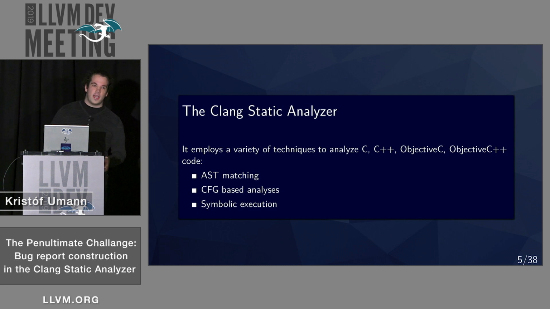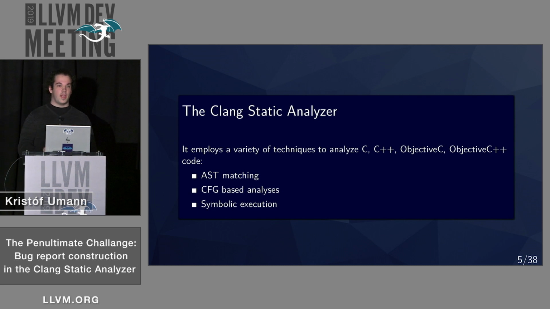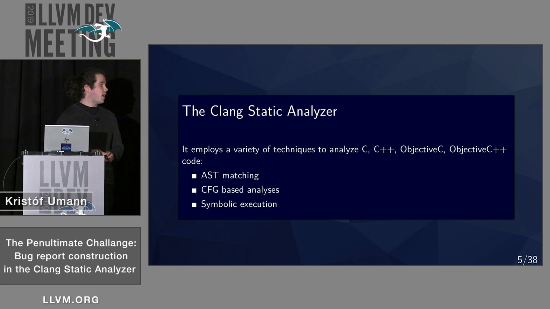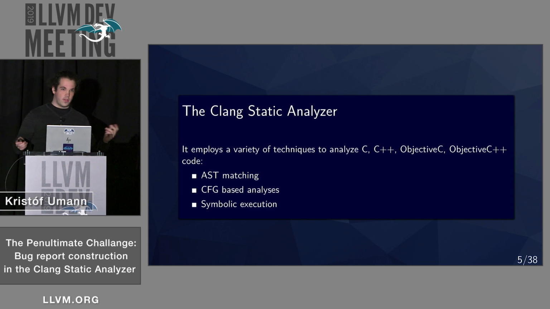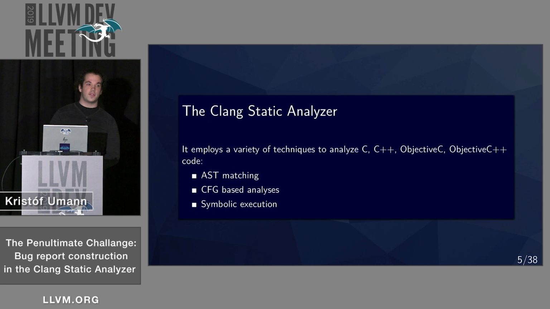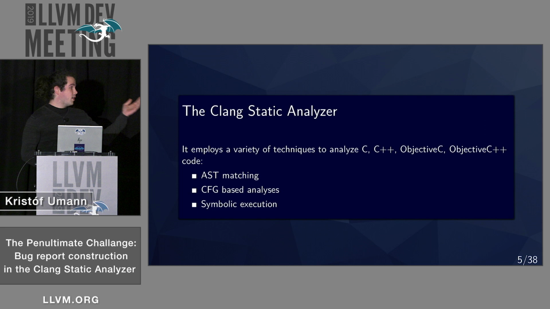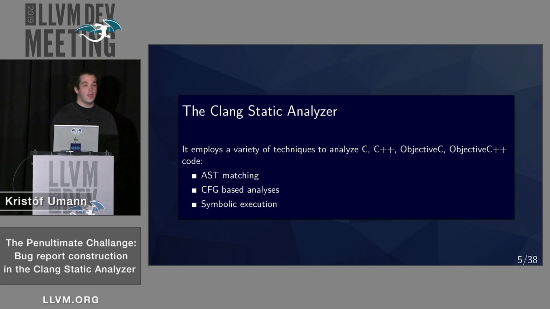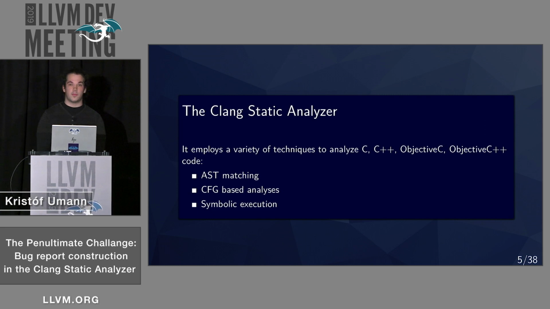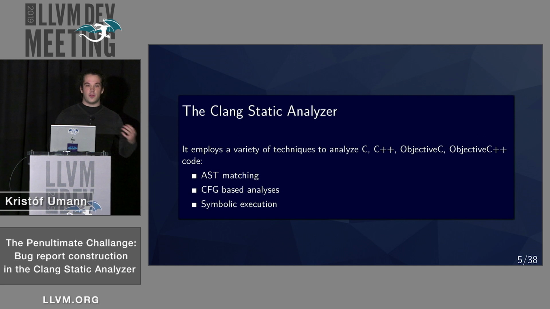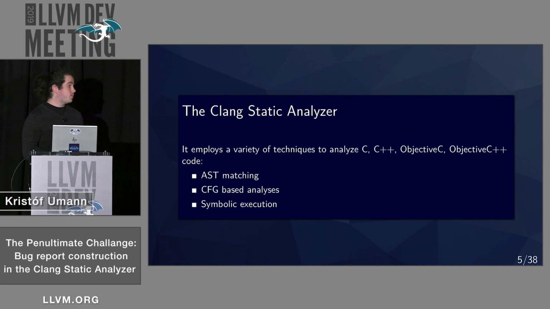So the Clang Static Analyzer is a very powerful tool to analyze the C family of languages, and it can find bugs and code smells in the code, and it employs a variety of techniques. For example, matching the abstract syntax tree, or AST, just like Clang-Tidy does. It implements analysis on the control flow graph, or the CFG, for example, to find dead code. But the focal point of this talk is going to be all about symbolic execution, which is the most complex and powerful of them all.